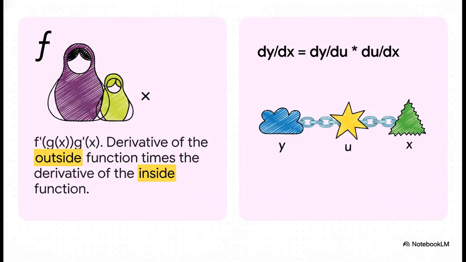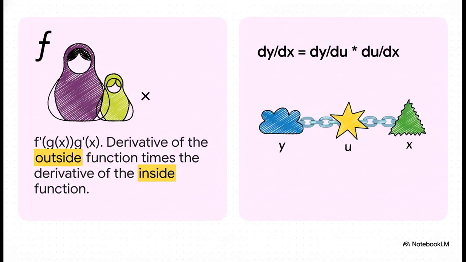Now this is where things can get a little confusing, so let's clear it up right now. You're going to see the chain rule written in 2 different ways, and they look totally different, but they mean the exact same thing. The notation on the left basically says, take the derivative of the outside part and multiply it by the derivative of the inside part. The one on the right shows how we can literally chain the rates together. They're just 2 different ways of looking at the same process.